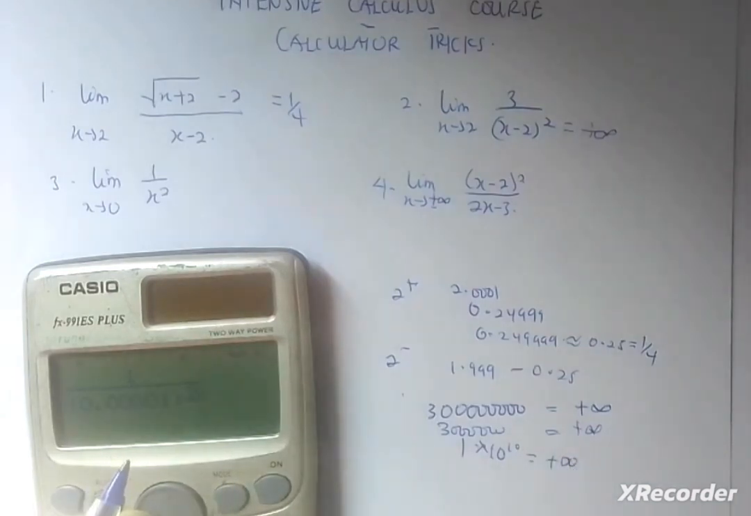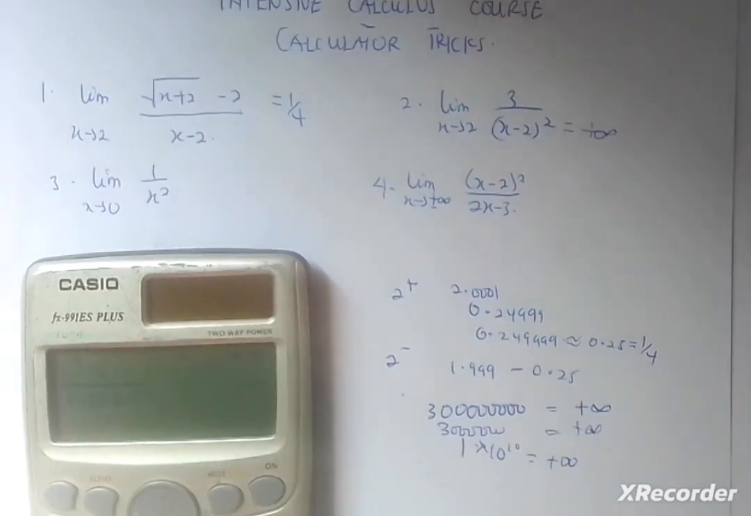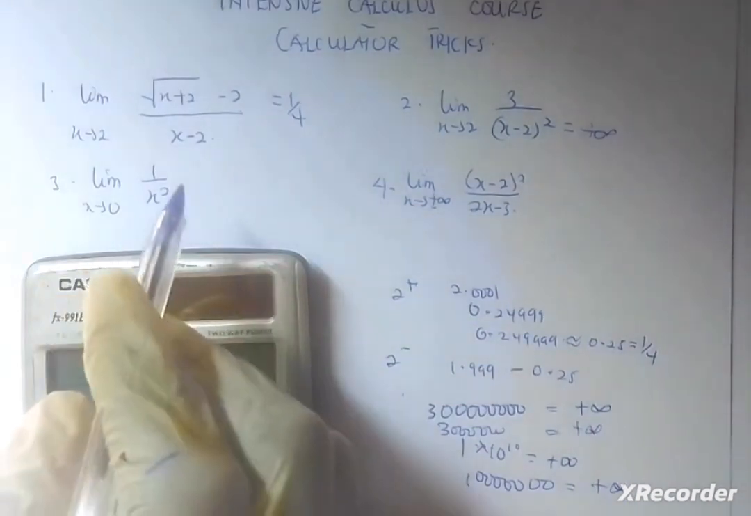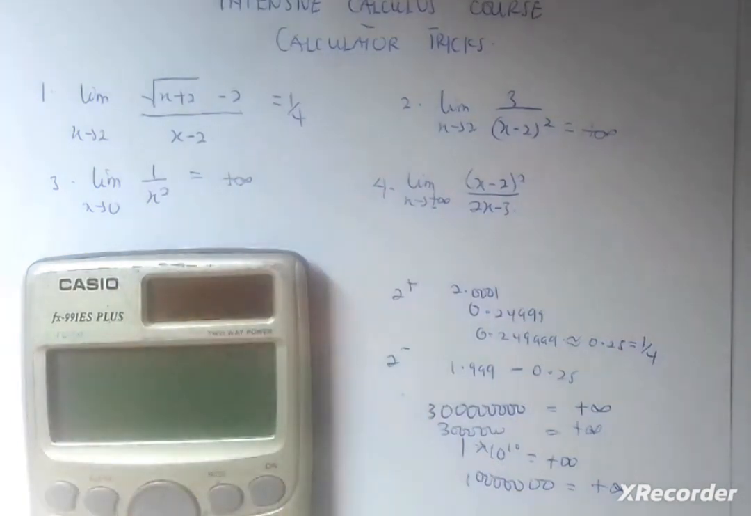Then I try the left side. When you have 0 moving on the left side, what will it be? You're going to get a negative number. So we can get something like negative 0.0001. Once you get something like this, we get a huge number. So therefore, that is also equal to positive infinity, and hence 1 over x squared will also give us positive infinity when x approaches 0.